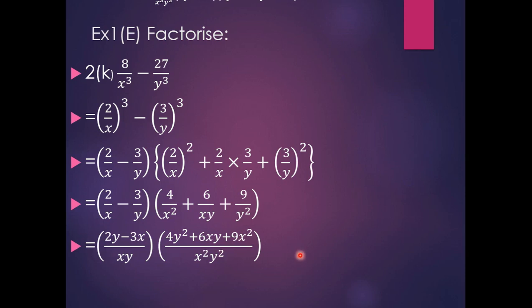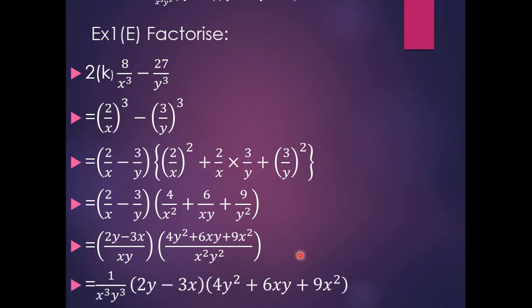In this way, outside there is nothing, it is 1, and xy times x square y square is x cube y cube, and this 2y minus 3x, and this y square plus 6xy plus 9x square. That is the required simplified answer to this question. Okay, so that is the factorization of this.